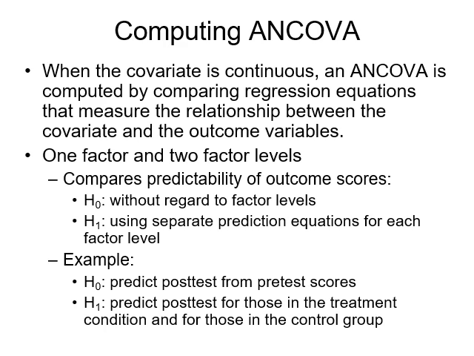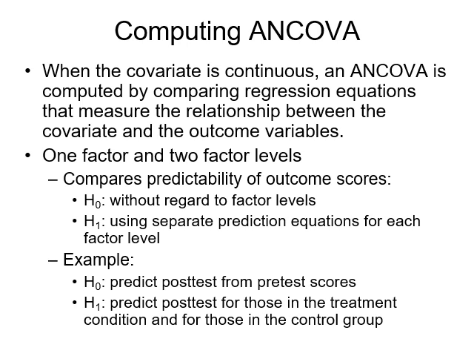So computing the ANCOVA, when the covariate is continuous, an ANCOVA is simply computed by comparing the regression equations that measure the relationship between the covariate and the outcome variable. In other words, theoretically, it doesn't change. One factor and two factor levels, and again, we can have covariates in any type of ANOVA.